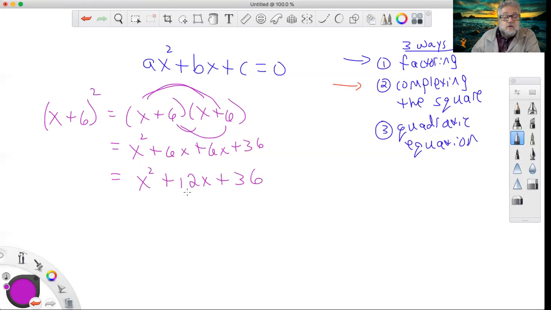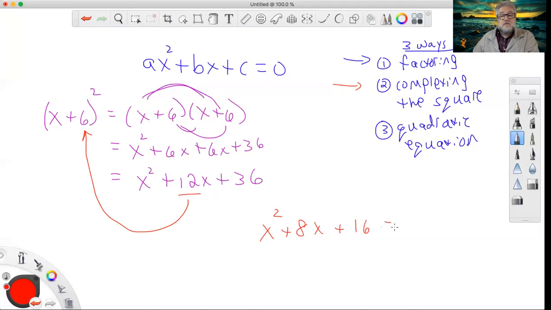I want to draw your attention to the fact that this number here is always half that number there. So if I take anything, x squared plus 8x plus 16.